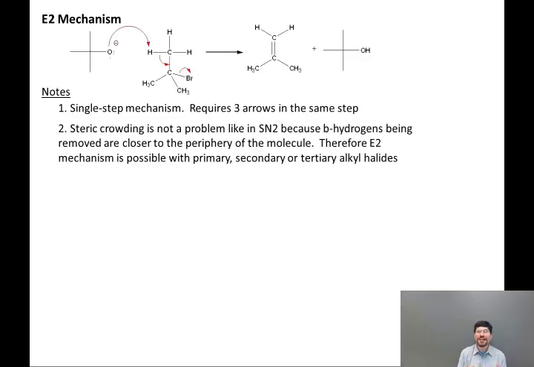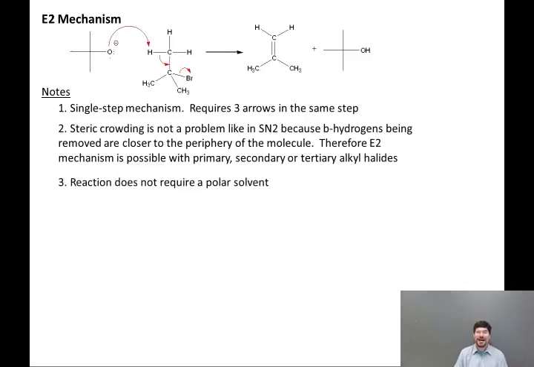So the E2 mechanism is possible with primary, secondary, or tertiary alkyl halides. It is not possible with a methyl alkyl halide, because methyl alkyl halides do not eliminate at all. They do not have any beta hydrogens because they do not have any beta carbons.